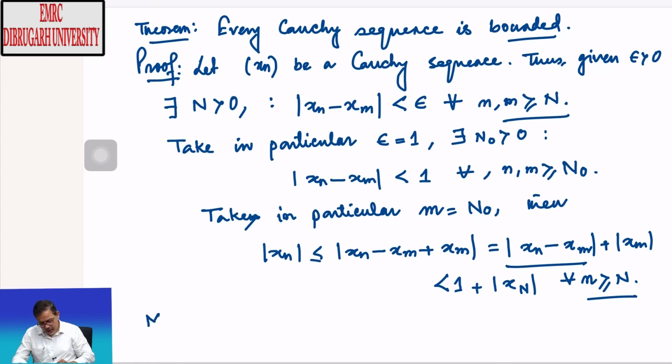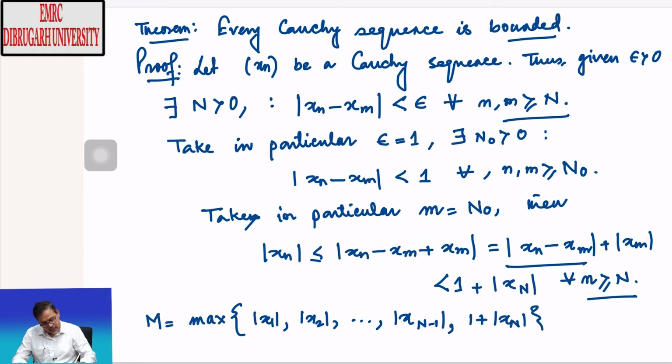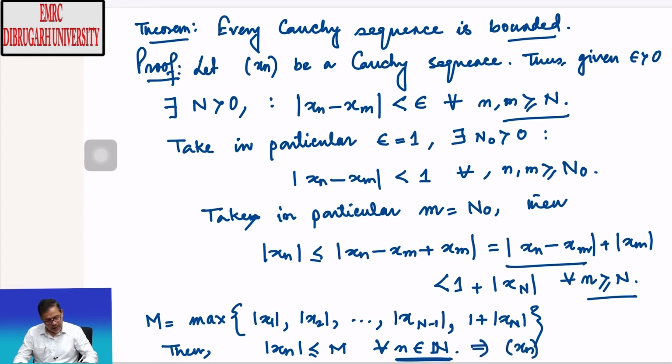Now, take M to be the maximum of mod x_1, mod x_2, and so on and so forth, mod x_{n_0 - 1}, and 1 plus this term. Then your x_n is definitely less than or equal to M for all n in the set of natural numbers, and this implies this Cauchy sequence x_n is bounded. This completes the proof.